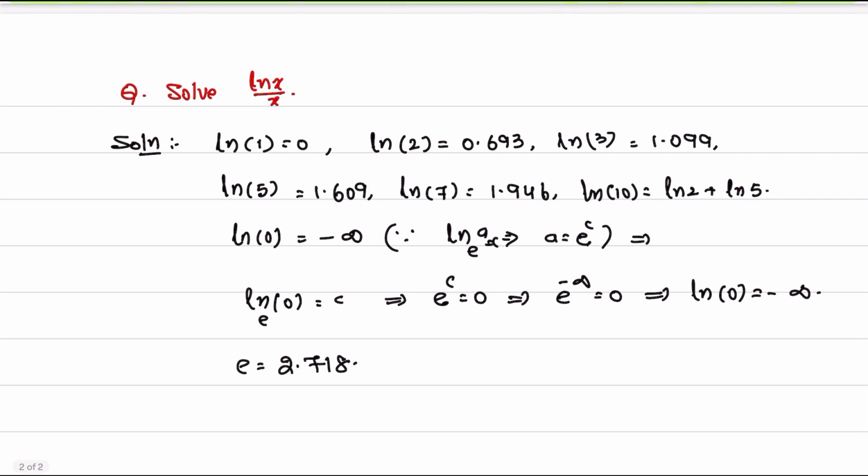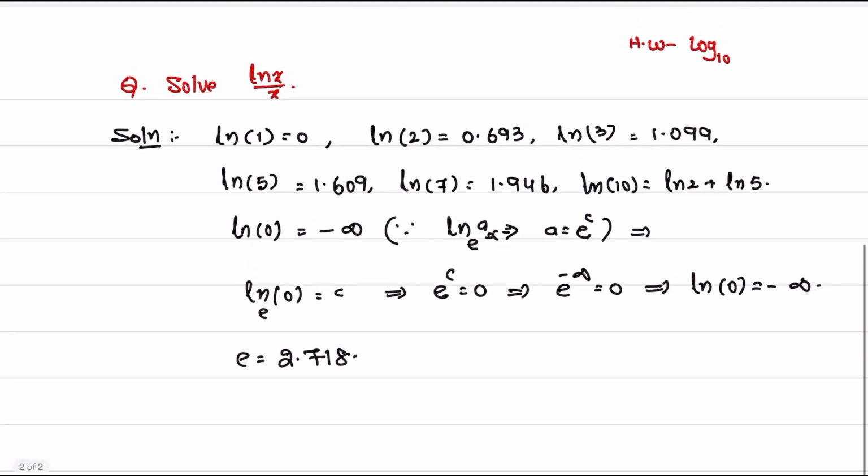Repeat the same page for log to the base 10. This type of values you find out. What is log 1, log 2, log 3, log 4, log 5, log 6? You please find out. Now we are in this problem dealing with natural logarithm. We will confine ourselves to natural logarithm. We will proceed further. This is the preliminary knowledge.